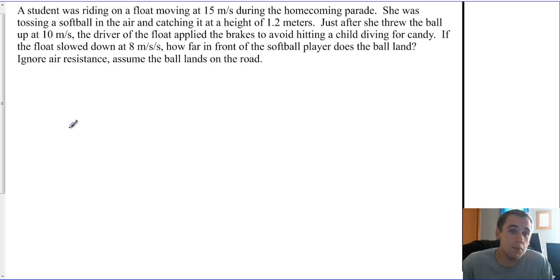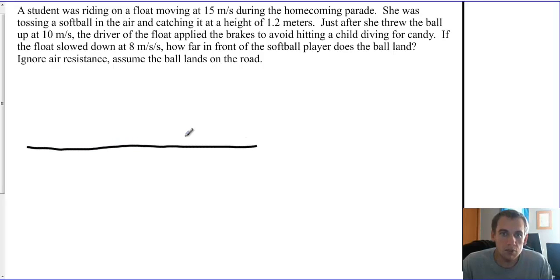Okay, so my strategy is always going to be to start with the picture. The picture does a couple things for us. It lets us sort out what numbers go with what objects, but it also lets us establish a reference frame so we know which way is positive, which way is negative, and we can hang all these numbers on these objects. Okay? So it says a student was riding on a float moving at 15 meters per second during a homecoming parade. So I need a road with a float.